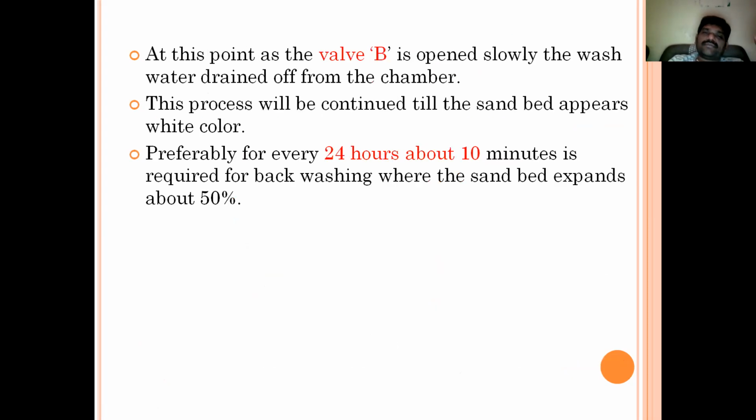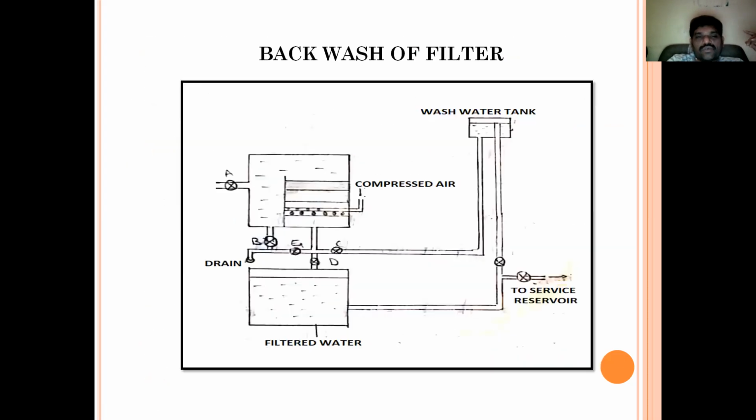Hope you understood. Next, at this point, as valve B is opened slowly, the wash water drains off from the chamber. See, slowly, valve B will be released. So now, valve A is closed. After sending the required amount of water, valve C is also closed.